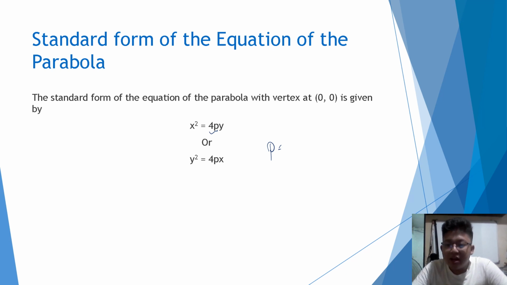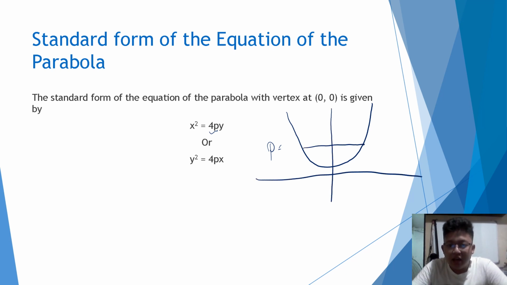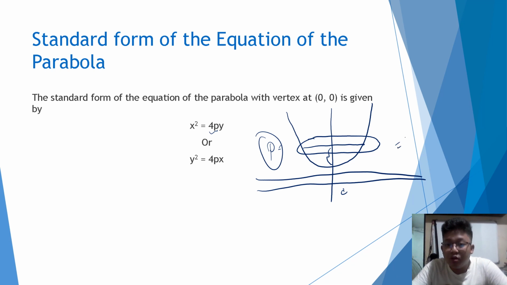So if we're given a parabola, for example like the one earlier, with the axis and the directrix, say this is the directrix, then to get the focus we need to have the P. However, this whole length of the latus rectum is equivalent to your 4P.